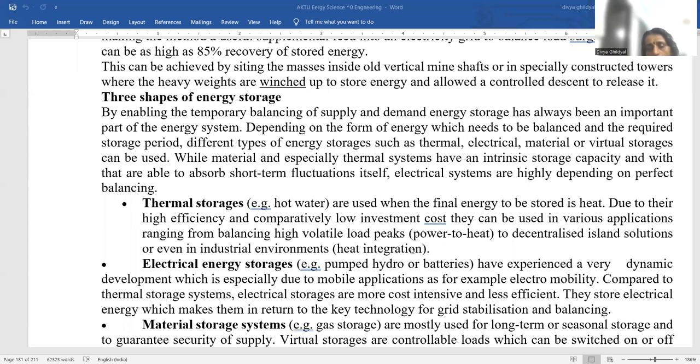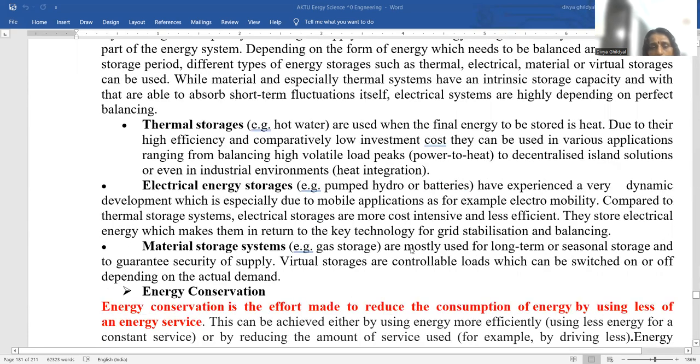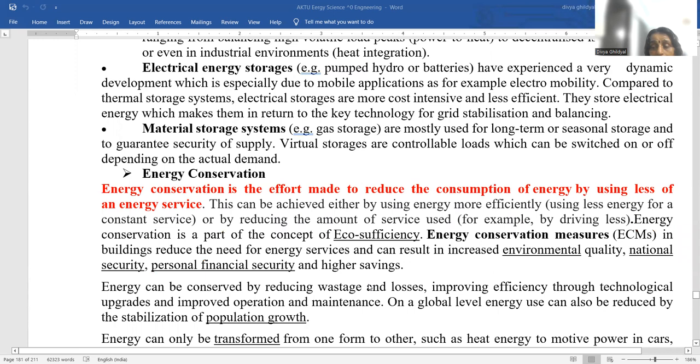Electrical energy storage: pumped hydro or batteries, material storage systems like gas storage ones. Energy conservation, the word means to conserve energy. So energy conservation is a topic of current events. It is the effort made to reduce the consumption of energy by using less of an energy service.